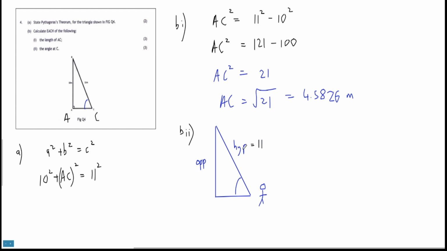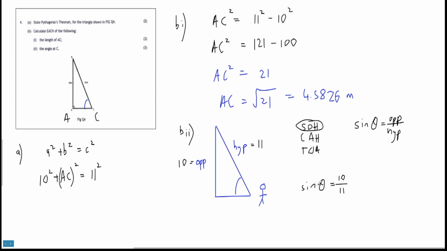Because the hypotenuse is equal to 11, the opposite is equal to 10, and then using SOHCAHTOA, we are going to find the angle because we've got the opposite and the hypotenuse. So opposite and hypotenuse is the SOH. So we can say the sine of the angle is equal to the opposite divided by the hypotenuse. We don't know the angle, we'll call it theta for now. The opposite is 10. The hypotenuse is 11.